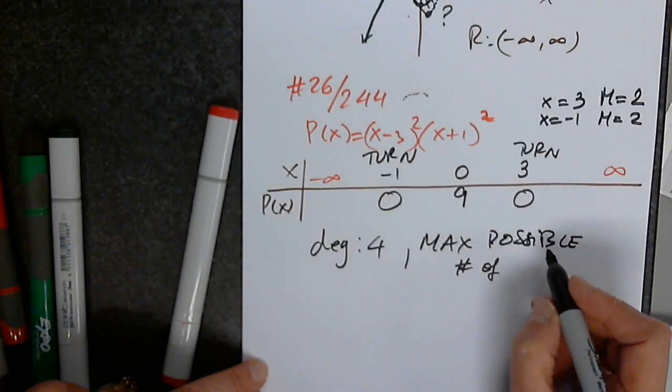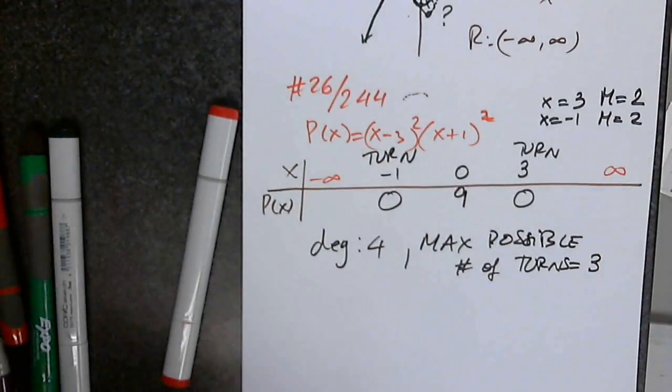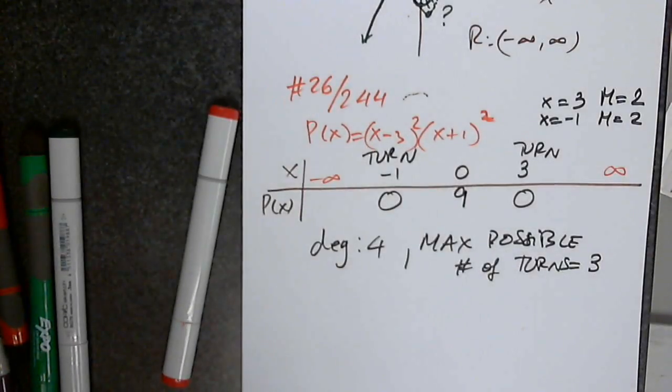Max possible number of terms. It doesn't have to have that many. Exactly. It cannot have more than 3, but it doesn't have to have 3. Okay, perfect. Now next, end behavior. What is the end behavior here? It's going to look from negative infinity to possibilities. It's going to be a slow turn.